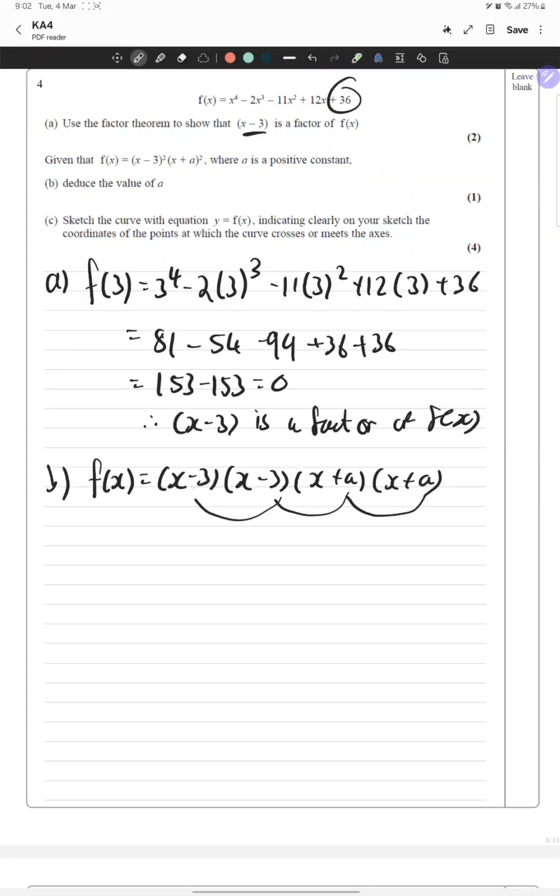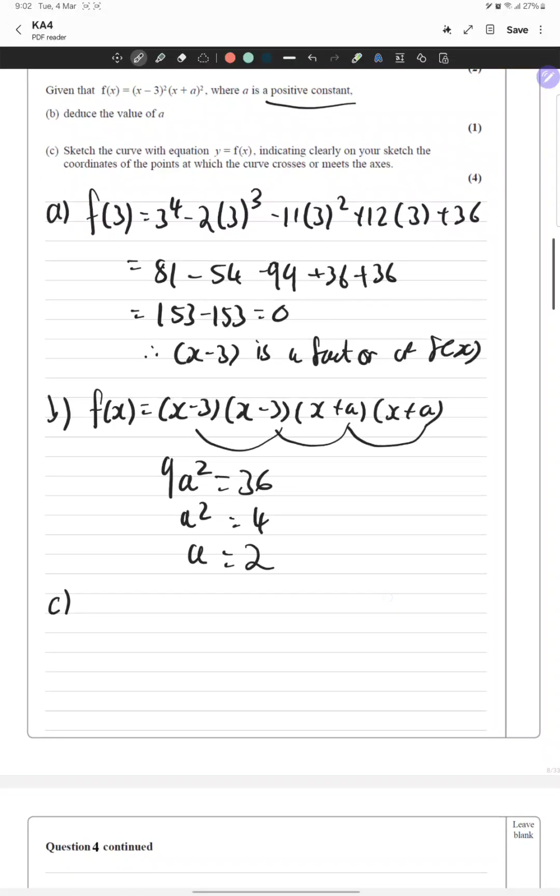So what are these going to be? Minus 3 times minus 3 is 9. A times a is a squared. And that's going to be our 36. So a squared is 4. We know a is positive, so we can just take the positive square root and get 2.